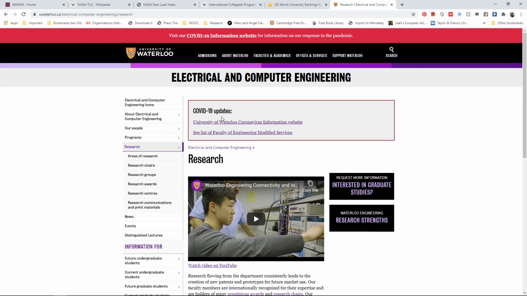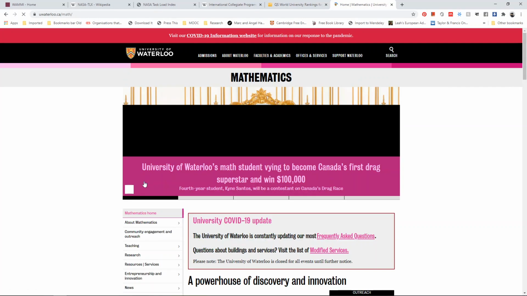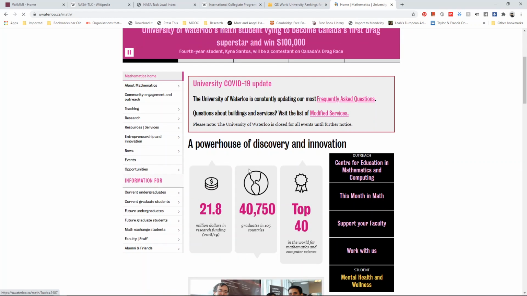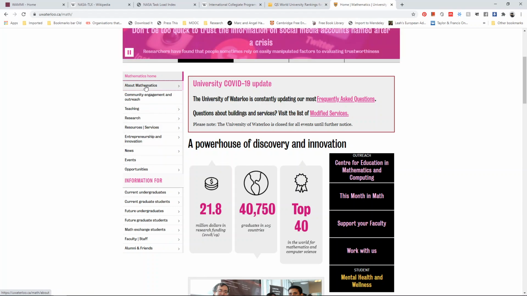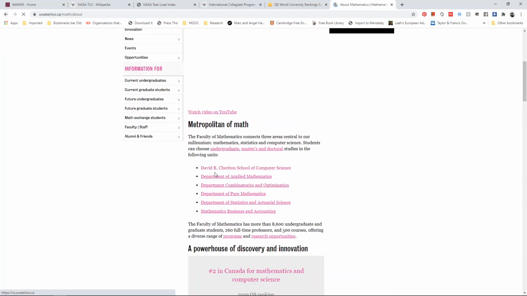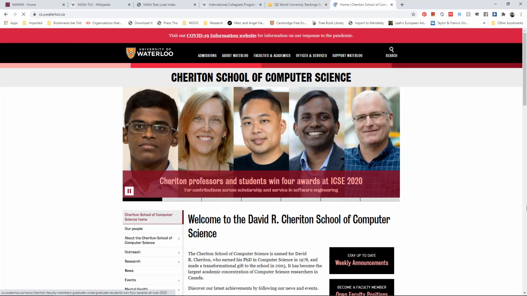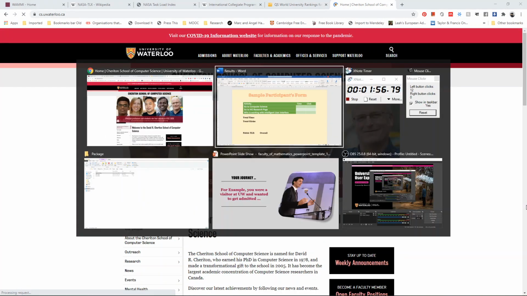Then someone told me that in Waterloo it is under the mathematics faculty. So I have to go there and find computer science. Okay, so here we don't have all the departments and all that. I think it will be in the about mathematics. Yes, I got it. So this is the School of Computer Science. You see, I reached there. Great. What is next?